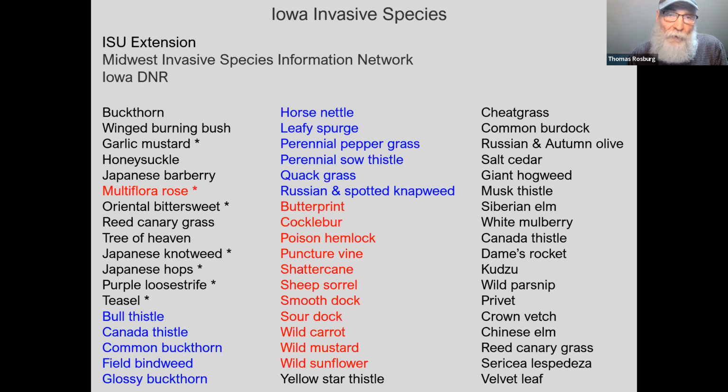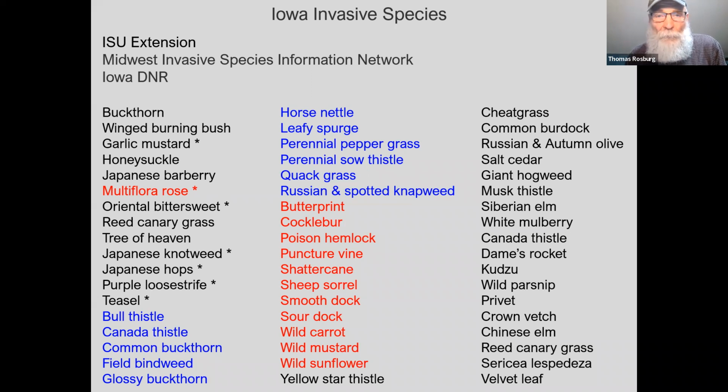So I did some checking with these three websites: ISU Extension, Midwest Invasive Species Network, and Iowa DNR. They all have websites that talk about invasive species in Iowa. And by just putting together the species that they identify as invasive in Iowa, I came up with this list of 56 species. And of course, it's not complete. There's certainly more than that, but this might be, again, some of the top most important ones.